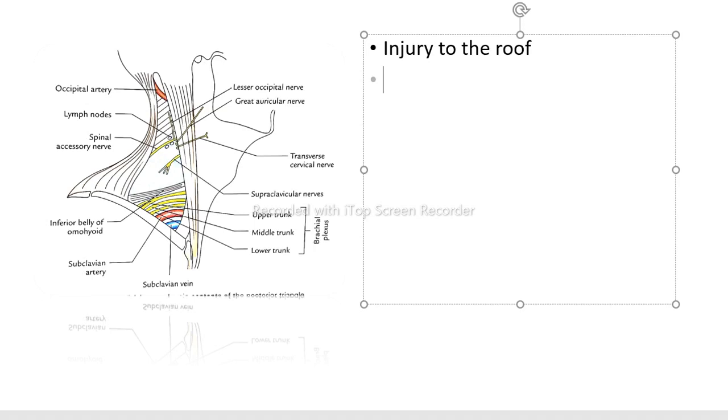This results in paralysis of the sternocleidomastoid muscle, causing weakness in turning the head to the opposite side, and it also affects the trapezius muscle. So there is a loss of the normal contour of the shoulder, and dropping of the shoulder.